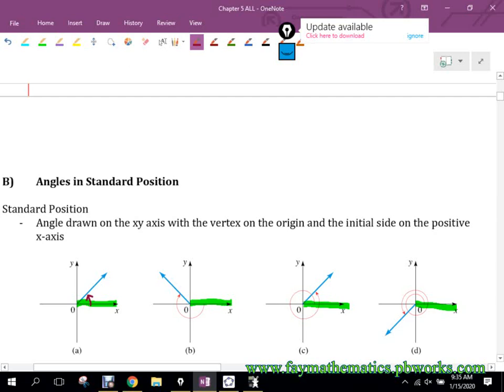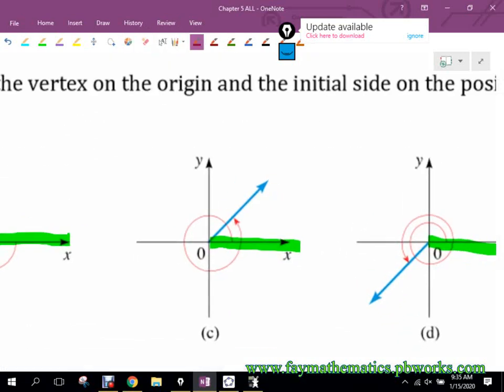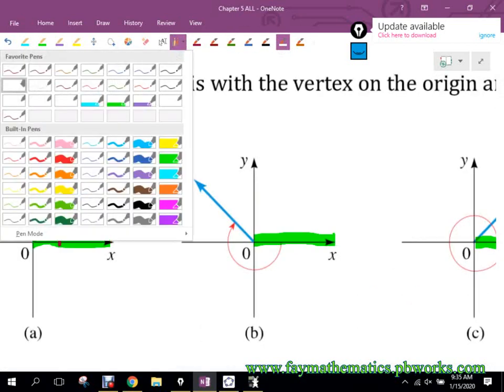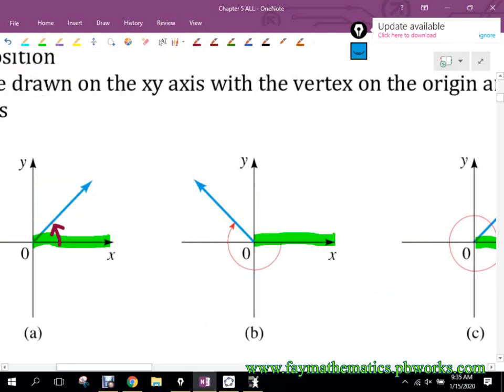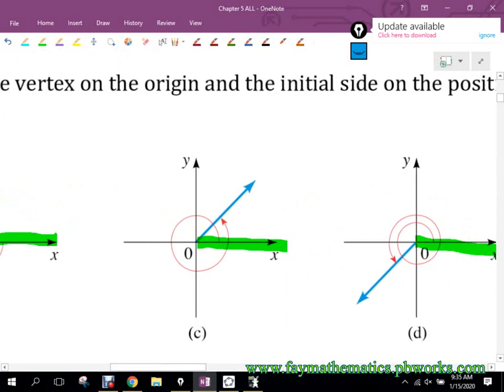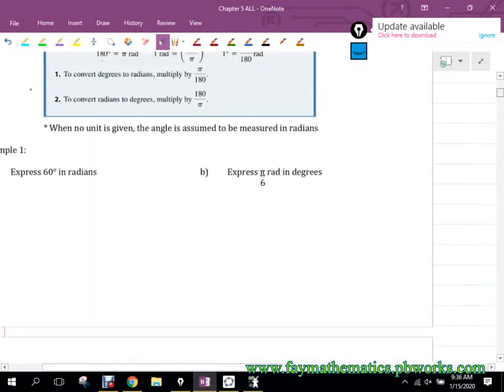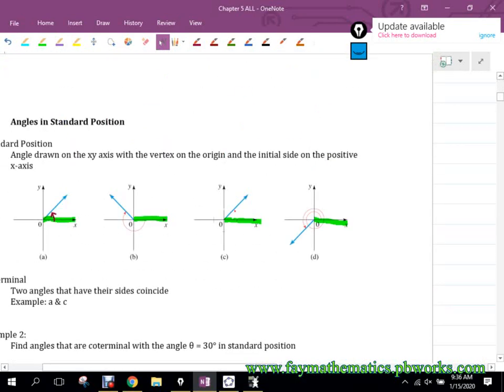Because if I look over here, if I don't have these red markings in here, that image in C looks just like the image in A, doesn't it? Yeah. Okay, so I would think that the angles are identical amounts.